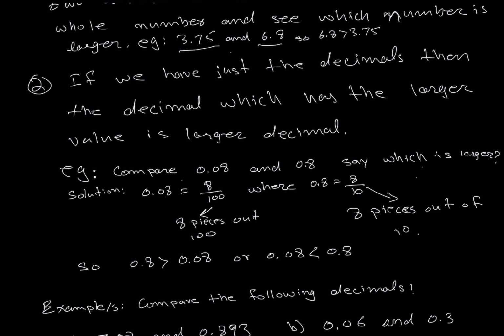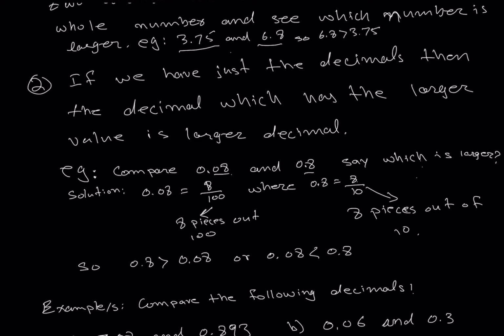Say which one is bigger, 0.08 or 0.8? If we look at the value after the dot, whichever value is bigger, we say that is the bigger number. So 0.08 versus 0.8: 0.8 is larger than 0.08. If you write 0.08 as a fraction, it will be 8 over 100, 8 pieces taken from 100, and 0.8 is 8 over 10.